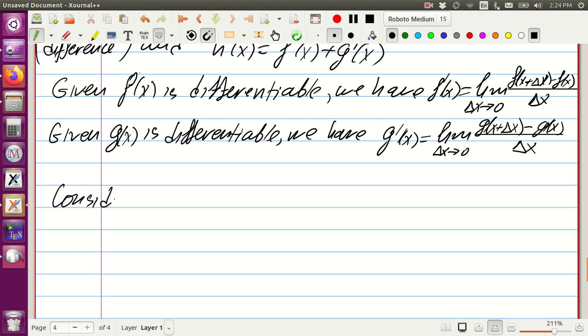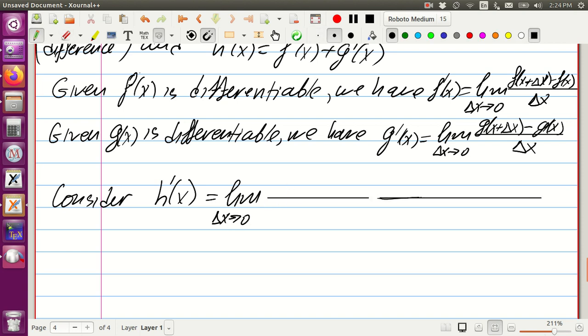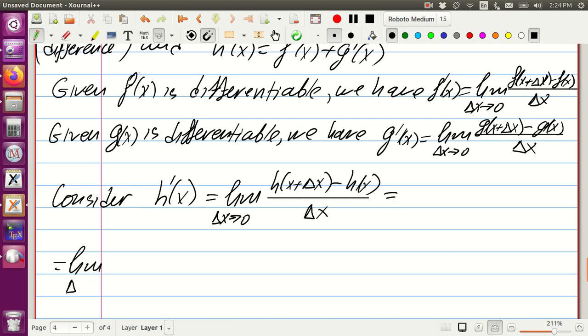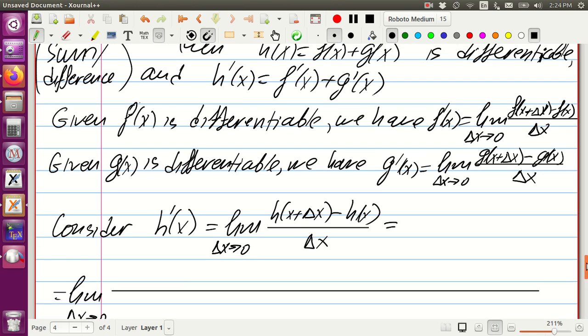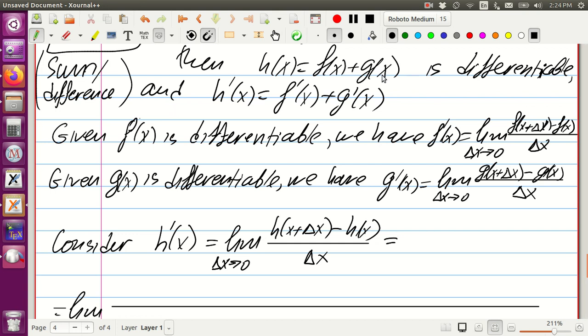Now we're going to consider h prime of x. And h prime of x, by definition, is the limit as delta x goes to 0 of h of x plus delta x minus h of x divided by delta x. So let's try to plug everything in. What is h of x plus delta x? Remember, h was f of x plus g of x. So if we want to calculate h of x plus delta x, we would need to take this x and put x plus delta x instead of it, and the same for this x.